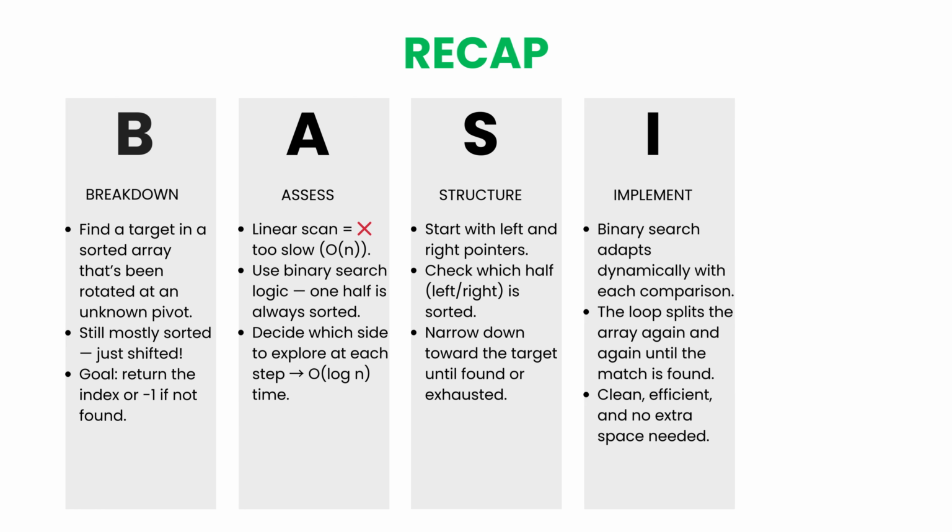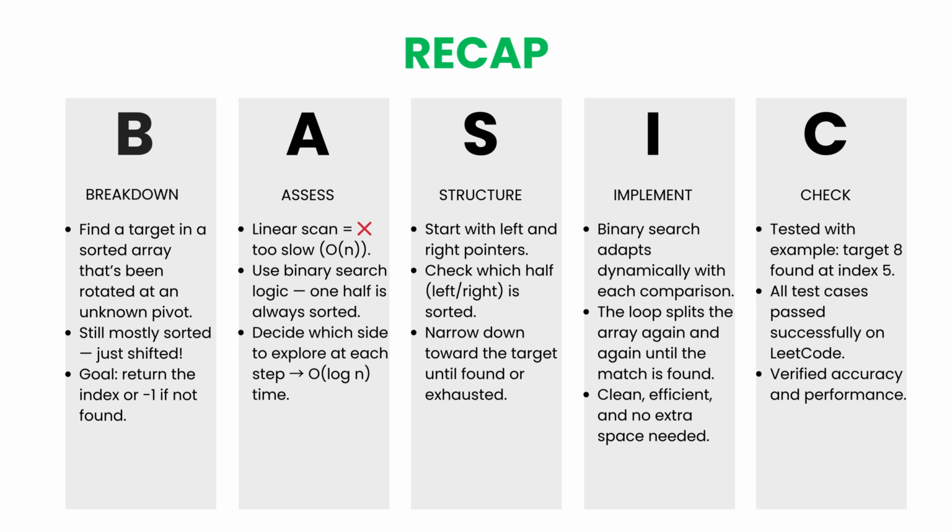Implement recap. When we ran the algorithm, the process played out like a guided binary search with added logic. At every iteration, we evaluated which half was ordered and adjusted our search boundaries accordingly. The code naturally zeroed in on the correct index, or concluded that the target wasn't present. Check recap. Testing the algorithm on our example confirmed the reasoning. The search quickly honed in on the target value of 8, found at index 5. Every comparison narrowed the field with precision, proving the O(log n) efficiency we expected from binary search.